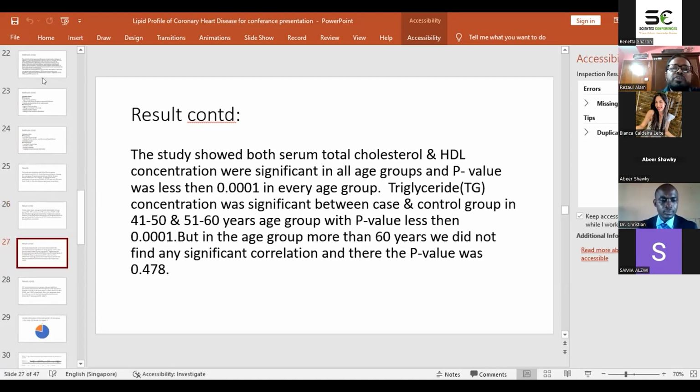The study showed both serum total cholesterol and HDL cholesterol concentrations were significantly high in all groups, and the p-value was less than 0.001 in every age group. Triglyceride concentration was significant between case and control groups in the 41 to 50 years and 51 to 60 years age groups with a p-value less than 0.001. But in the age group more than 60 years, we didn't find any significant correlation, where the p-value was 0.478.